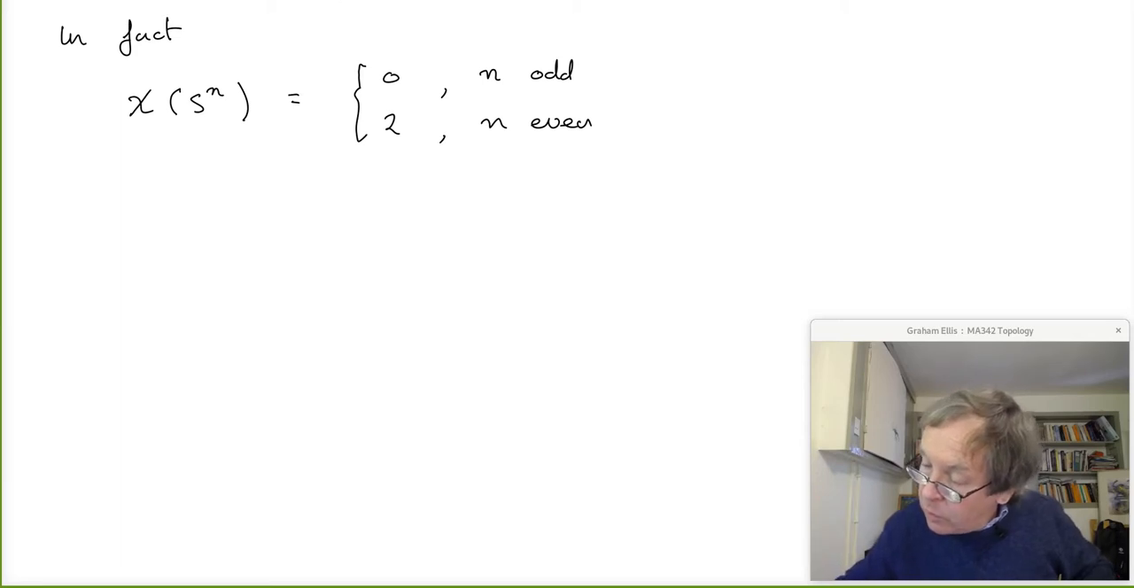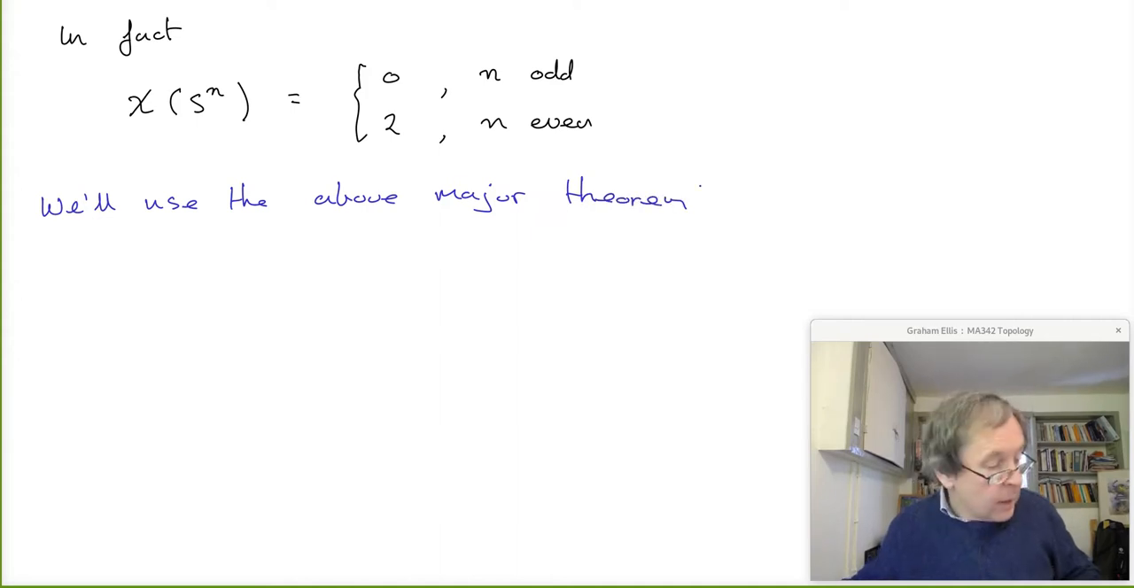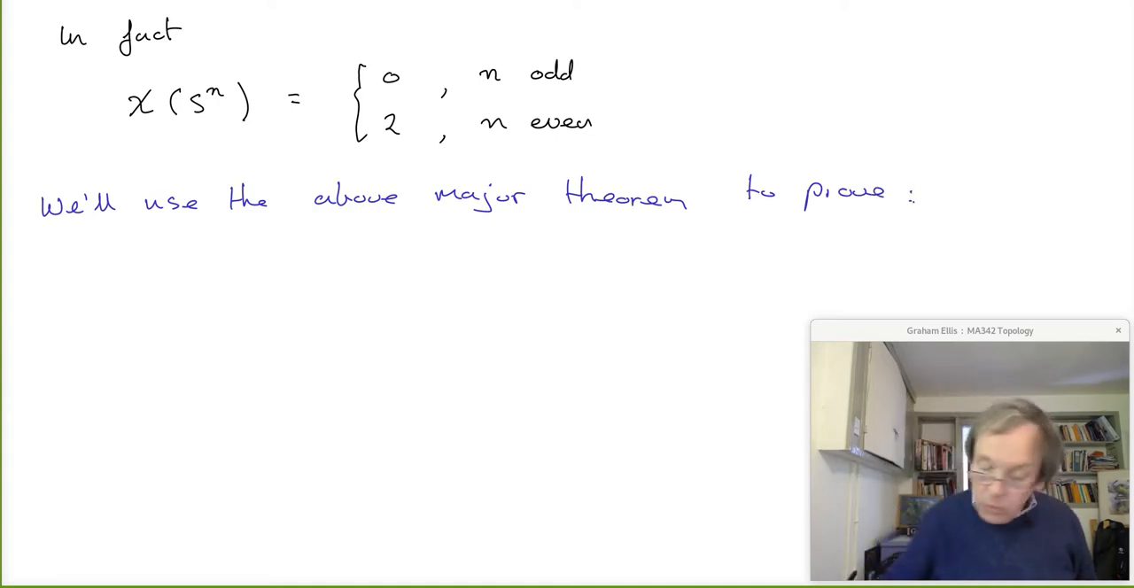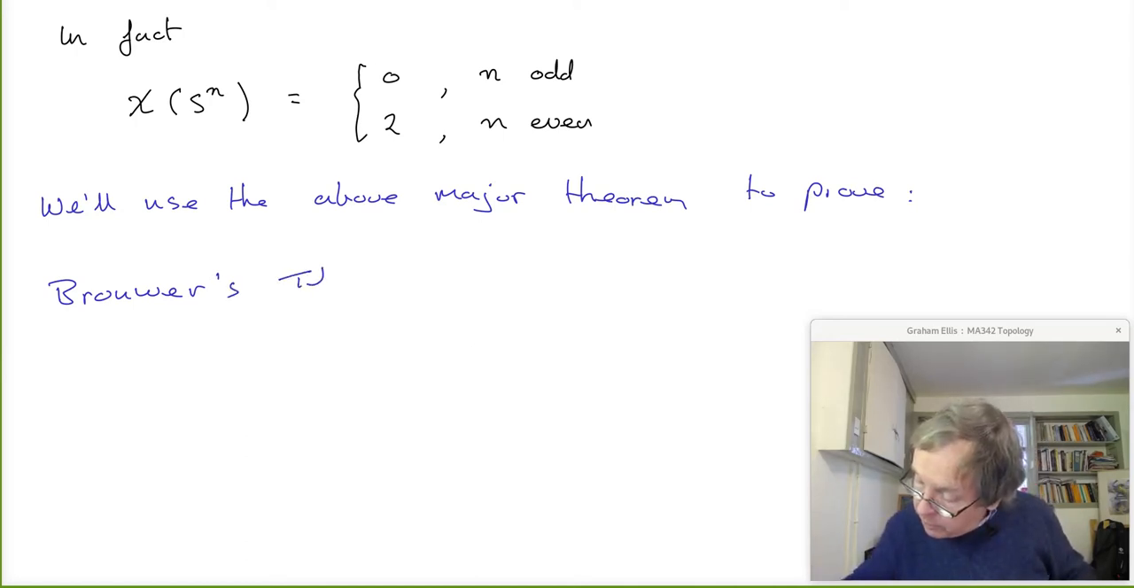But let me just write down one more thing. Why am I talking about the above major theorem? Well, we'll just assume it, and then we'll use it without proving it to prove the following neat result, which is called Brouwer's theorem. We saw reference to Brouwer's theorem in John Nash's PhD thesis, which is available online. I'll put a link to it on the course webpage.